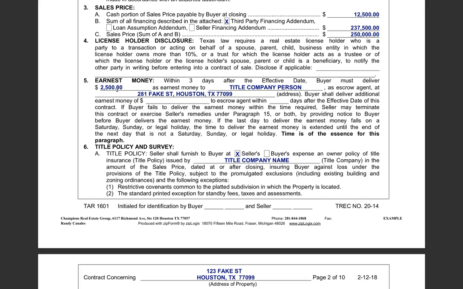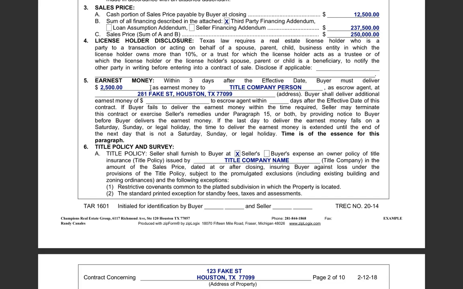So if you have any questions regarding this, make sure you shoot me an email and let me know. But for the most part, this whole entire contract, not just paragraph 5, the earnest money, protects the seller just as much as it protects the buyer. There's no overbearing power over one or the other. This contract is really designed to protect both parties as much as possible. So the earnest money in this situation is $2,500.